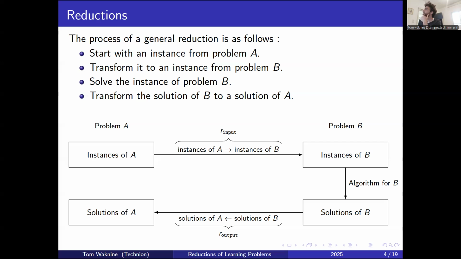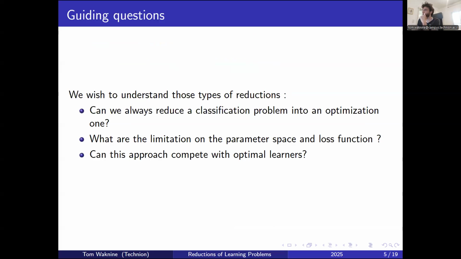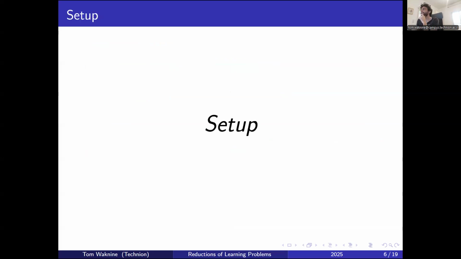And we want to study when you can reduce a classification problem to a stochastic optimization problem and what sort of limitations you get. So this is our approach and our guiding questions. And okay, let's try to formalize this motivation and intuition so everything will be clear and well defined.